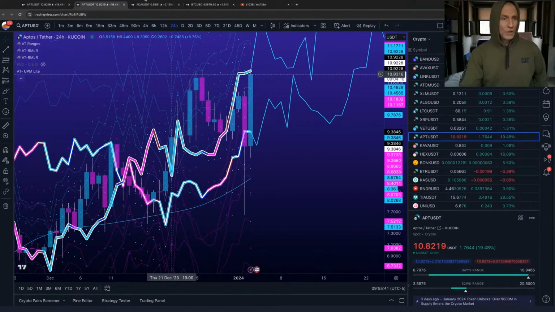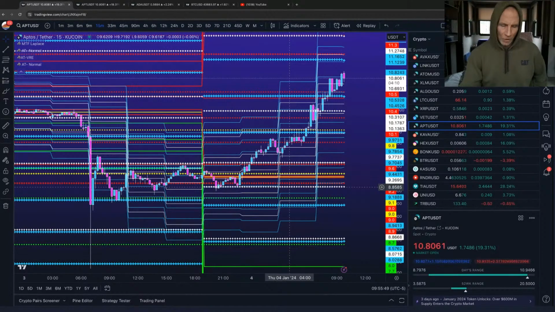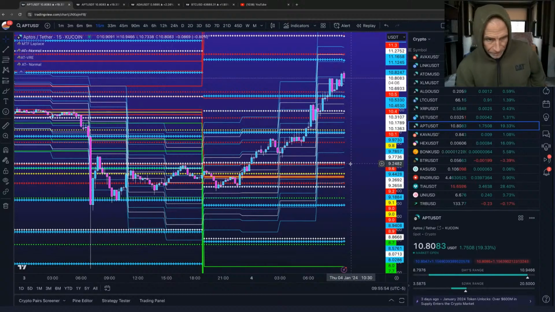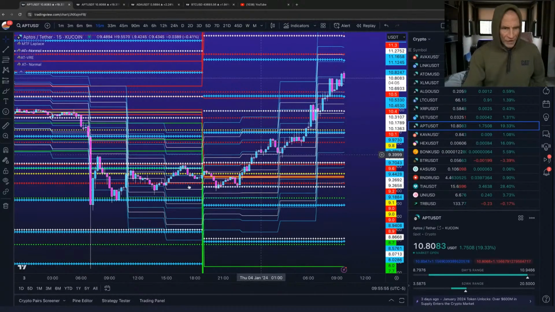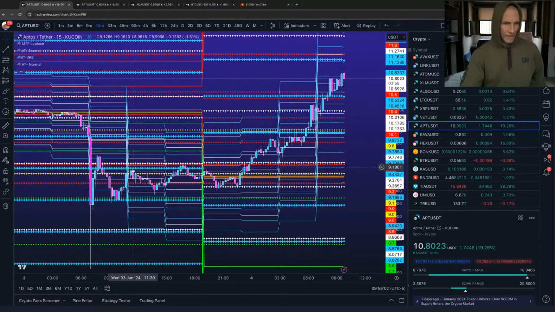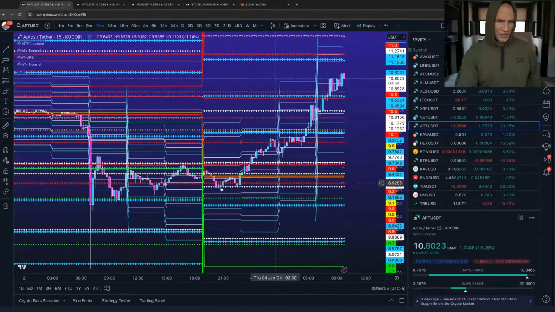Yeah, Aptos running, man. Good Lord. Like I said, though, the probabilities don't discriminate, right? They do not care what asset it is. I can show you day after day of different probability levels getting hit, finding support, finding resistance, all that stuff. That's where this whole move started.